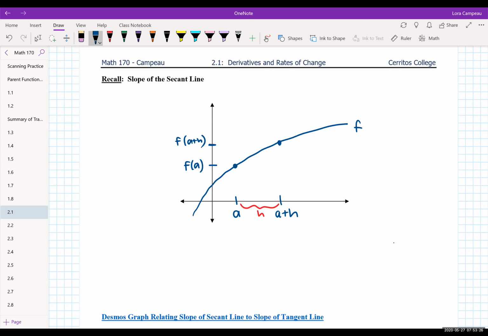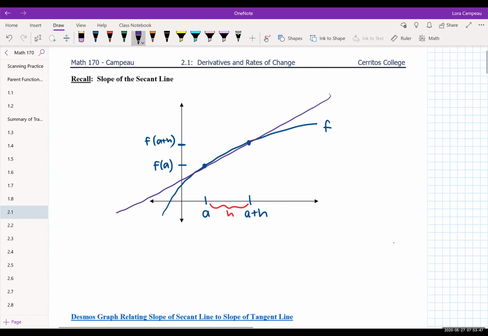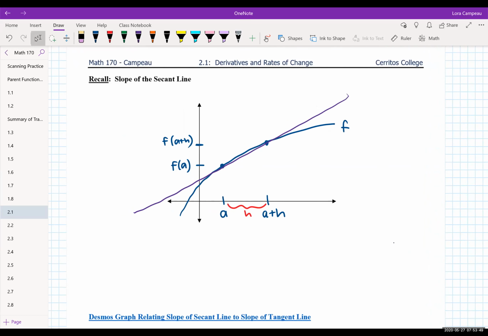So if we were to look at the line through these 2 points that we have just drawn, remember when it crosses the function in 2 places, that line is called a secant line. We'll see if we can do our best to draw a straight line there. So we have our secant.